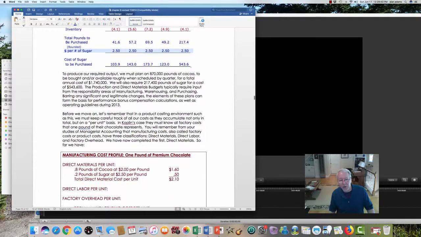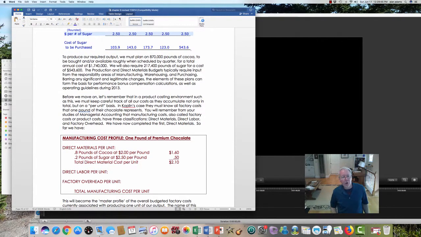Okay, so this manufacturing cost profile, we've seen something like it before. We called it a job order cost card. We called it a bunch of other things in managerial accounting. But in this profile, it says this is a blueprint of what it costs us to make 1 pound of our output, 1 unit of output, 1 pound of chocolate in this case. We've defined our direct materials. Okay? So we know how many units we are going to make. We know how much the material cost is. So therefore, to make 1 pound of chocolate, simple math will tell you that it takes us $2.10.